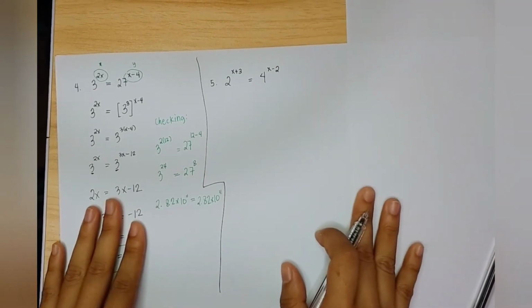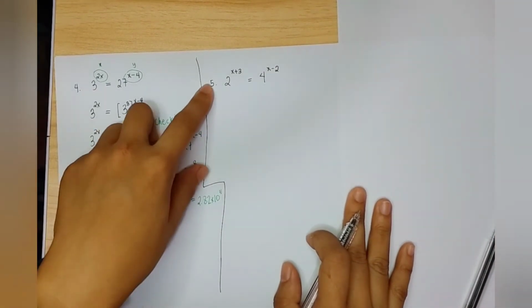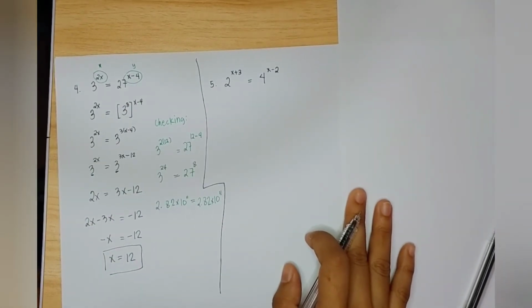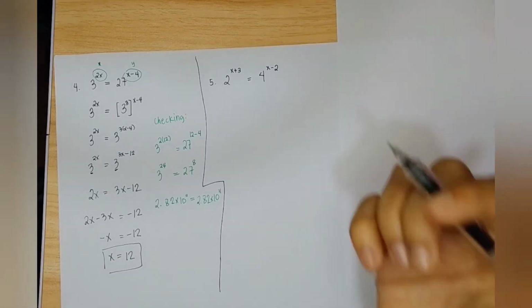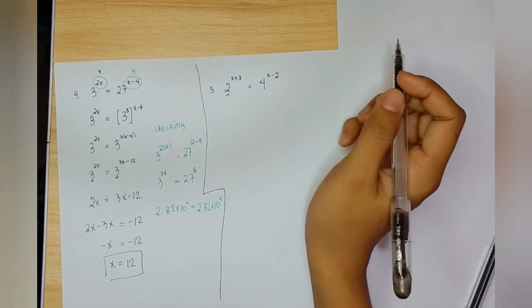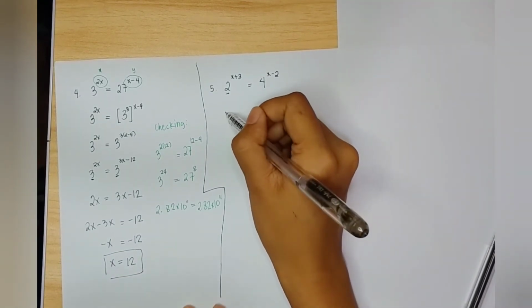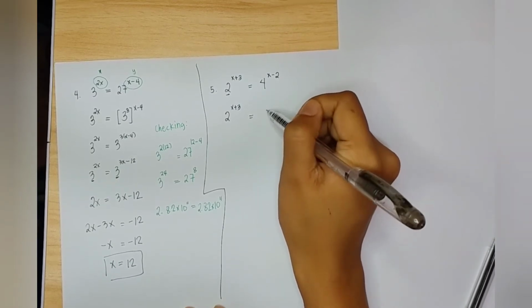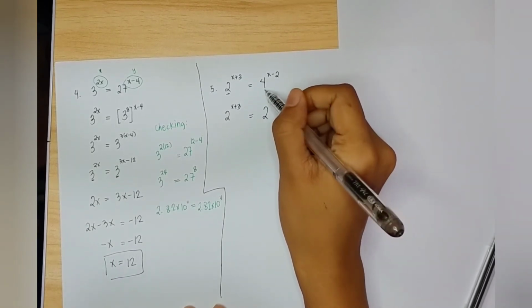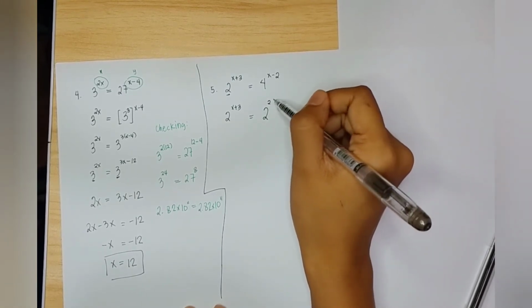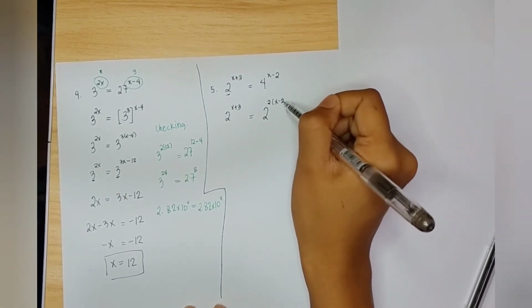Okay, we have here number 5 na example. 2 raised to the power of x plus 3 is equal to 4 raised to the power of x minus 2. So, dapat naka-base 2 tayo since ito yung smallest na base natin. So, we have 2. Copy natin x plus 3 is equal to, okay, 2. Ano yung dapat exponent ng 2 para maging 4? That is 2 to the power of 2 times x minus 2.